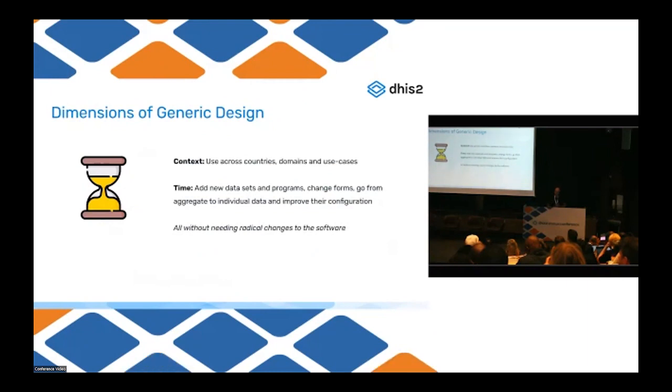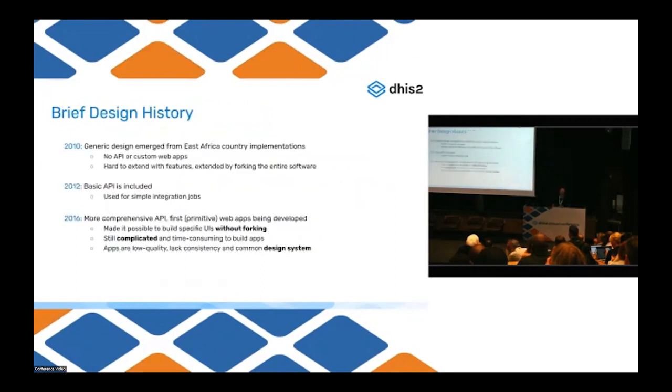Generic design, of course, has the context dimension where you can use it across countries, across domains, across use cases. You can also think of generic design in a time dimension. Everything tends to change over time. There will be new data sets, there will be new programs, forms will change, new requirements. You go from aggregate to individual. The good thing with being very flexible and configurable is that you can do all of this without having to go back to the dev team and ask for changes in the software. You can do it yourself with configuration. And I think that has really been a critical success factor, that even as time goes by, you can still do a lot. Yes, of course, there are new features to be built, but you can change the system fundamentally.